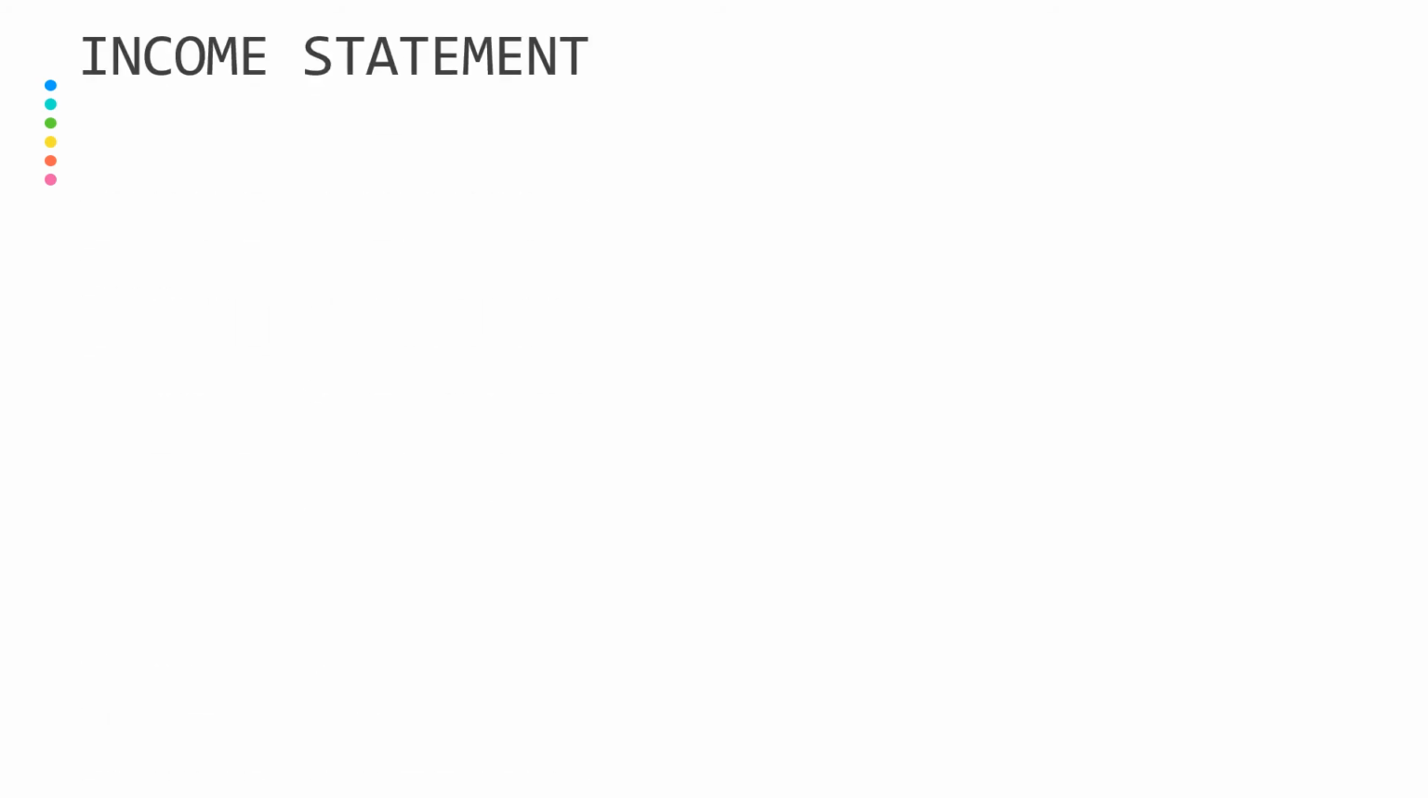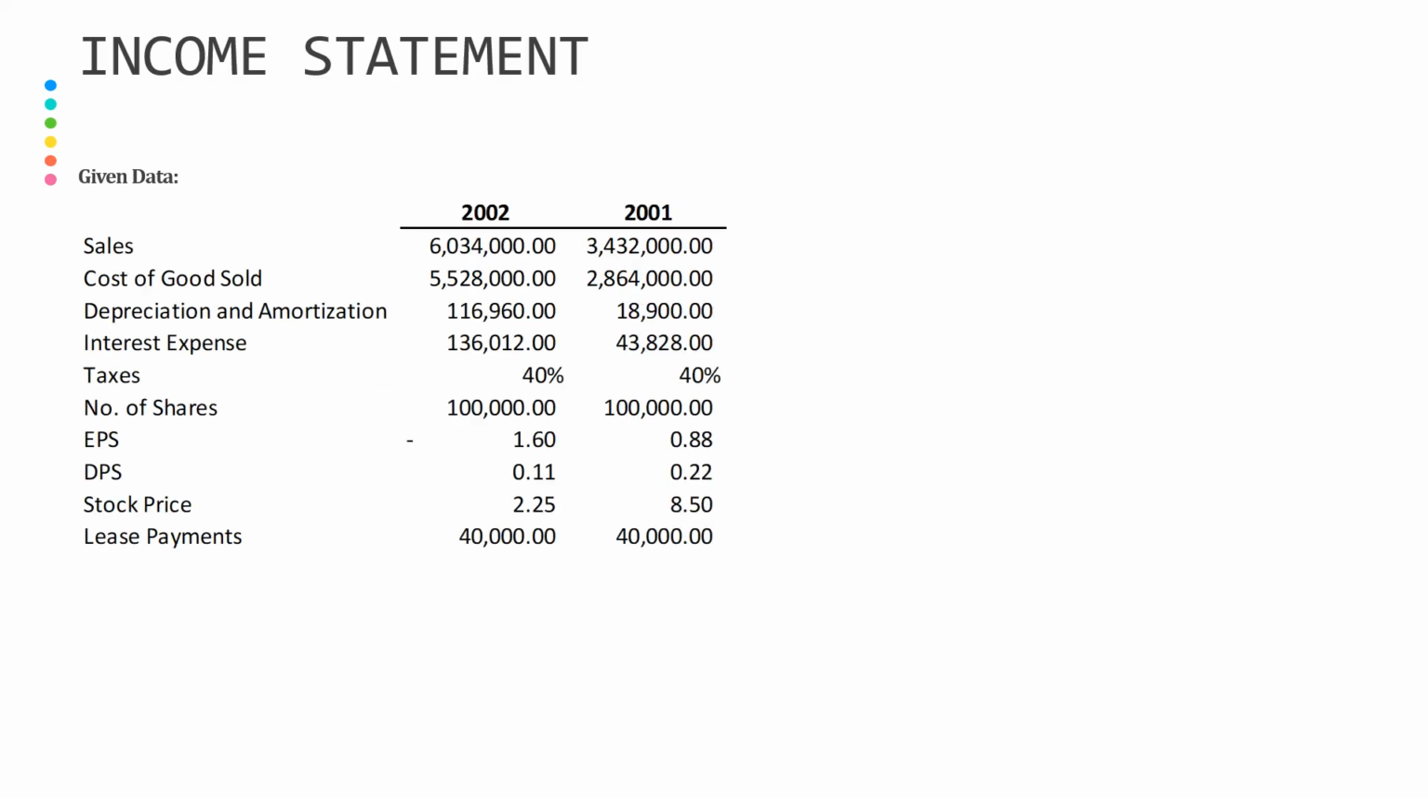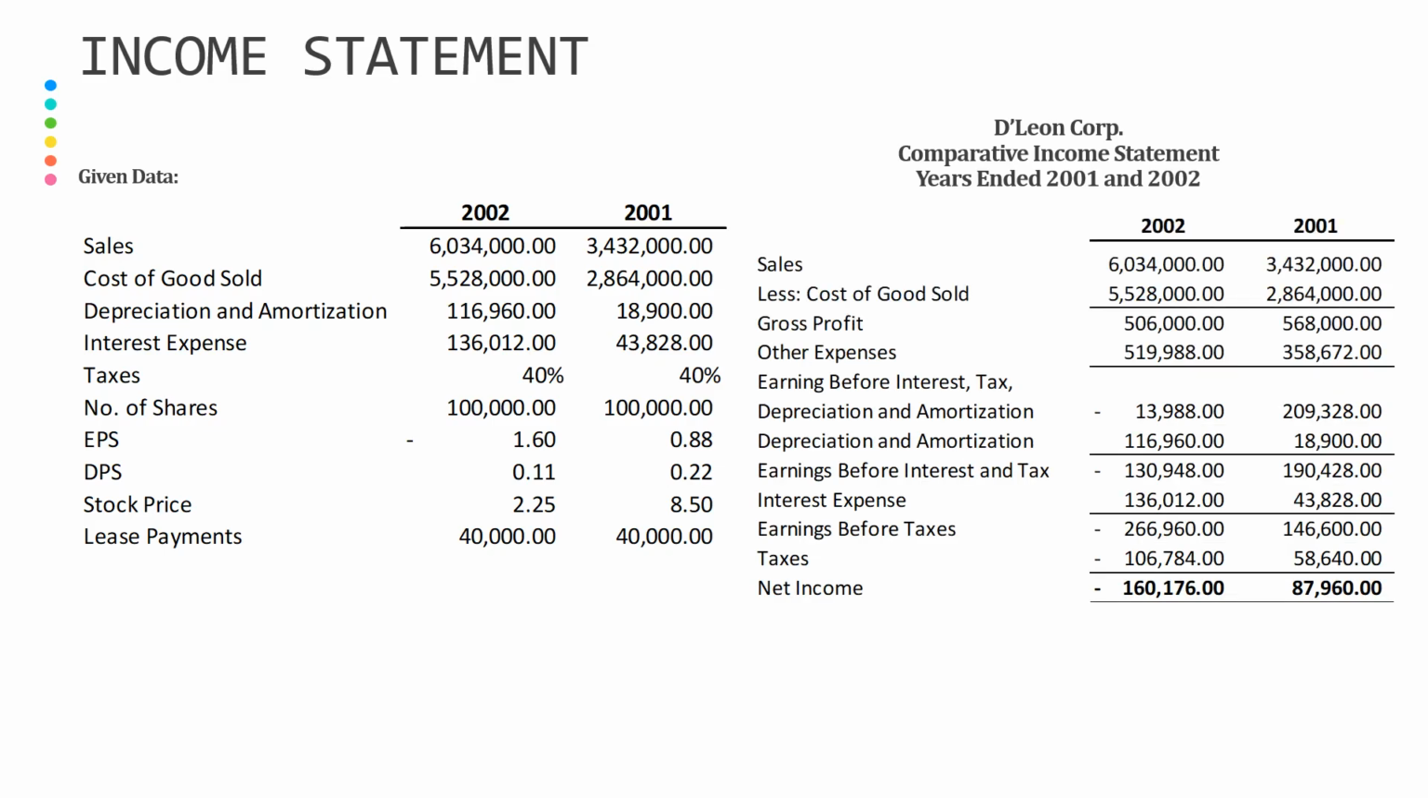Okay, income statement. In this slide, we'll be preparing the income statement given the following data. First, write down the name of the company, then the comparative income statement, and then the years ended 2001 and 2002. So here is the presentation for the income statement of the Leon Corp.